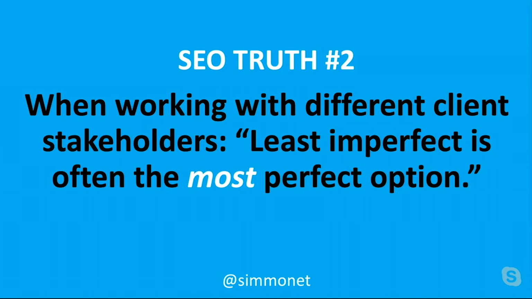When you're working with different client stakeholders, whether they're internal or external, least imperfect is often the most imperfect option. It's the only way of getting stuff done. And when execution is everything, if you can't execute, you're not much of an SEO. So I'm going to give you a few tips and hints about how to work with different stakeholders, not all of them, but some of them, how to work with developers.